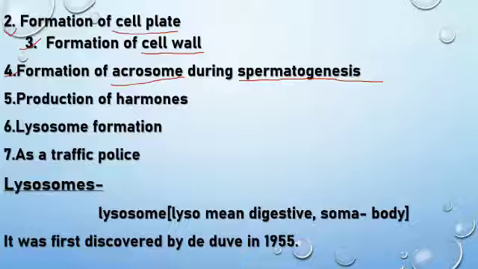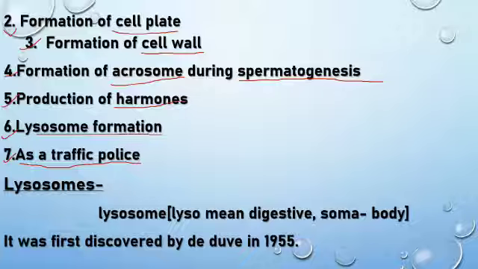Its next function is the production of hormones. And the next function is the formation of lysosomes. The Golgi apparatus or Golgi body is also known as a traffic police. It acts in the cell as a traffic police.